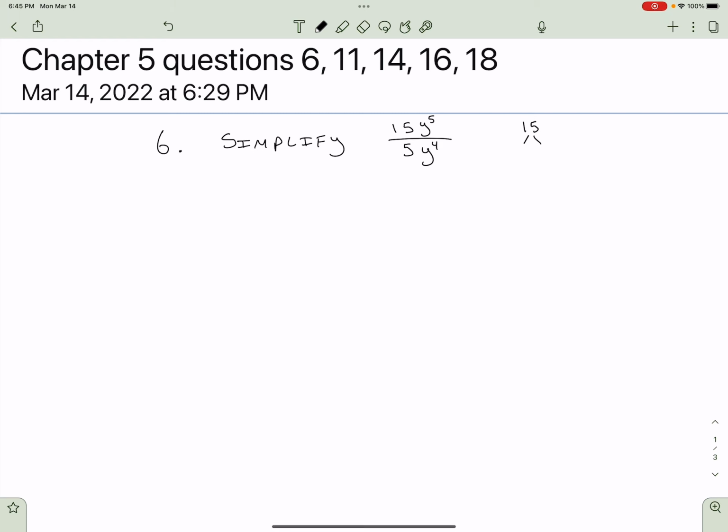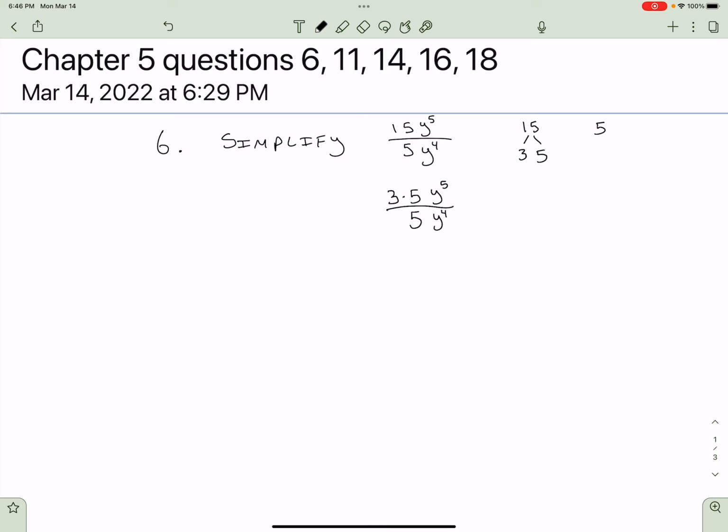So I know 2 doesn't go into it because it's odd. So it has to be 3 because this is divisible by 3, and the other answer is 5. So I know that 3 times 5 is 15. So I'm going to write that in my numerator, and I'm going to write y to the 5th power. Now 5 is just a prime number, so I don't have to worry about that. Just write that back in the denominator. And y to the 4th.